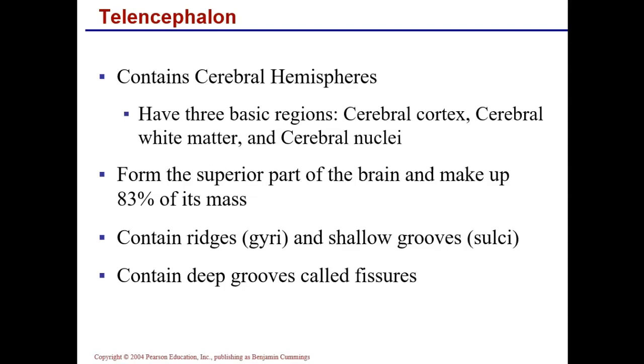So we talked about the telencephalon. This is the part of the tube that goes through a lot of enlargement, and it forms the cerebral hemispheres. So this will include cerebral cortex, cerebral white matter, and cerebral nuclei, and we'll talk about what these are.